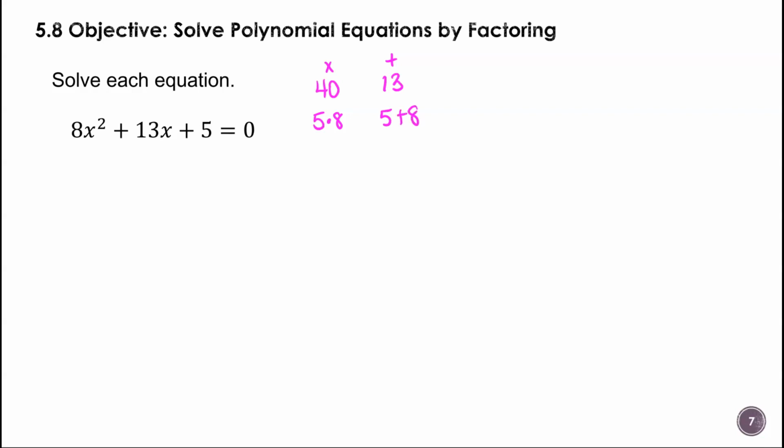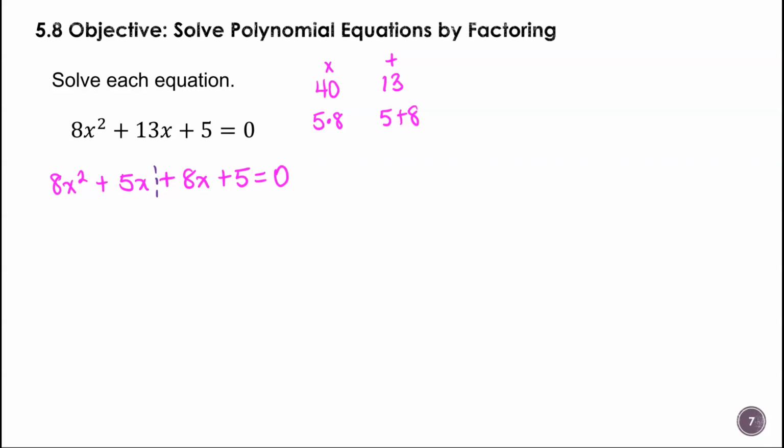Those are the two terms that will replace the middle term, the 5x and the 8x, so that we can factor by grouping. Remember, it doesn't matter which order you put these in. You could put the 8x first or the 5x, either one's okay.